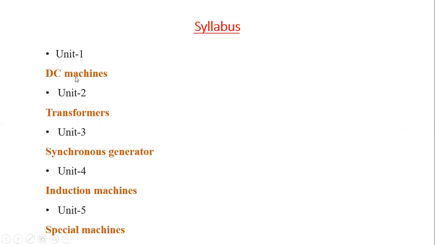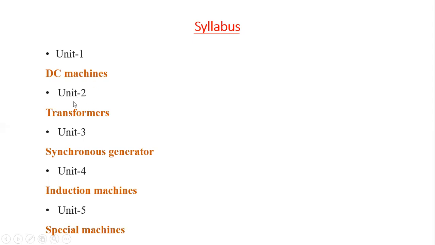Unit 1 is DC machines. It consists of both the DC motor and the DC generator. We will study the construction of the DC machine, the working principle of DC generators and motors, and some of the applications related to these machines. That all will be studied in the first unit.